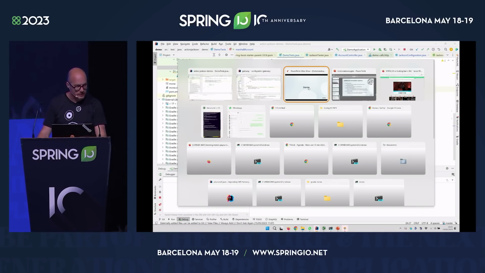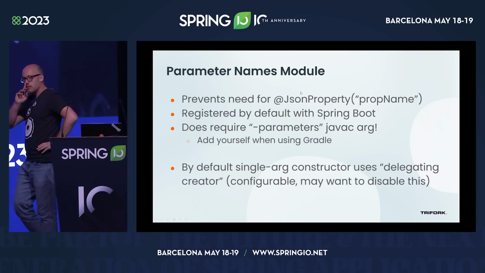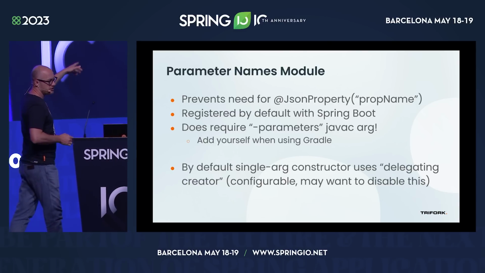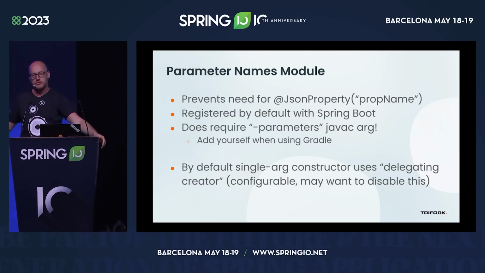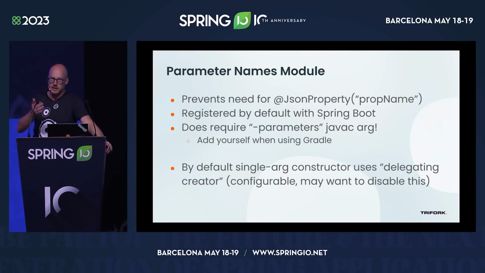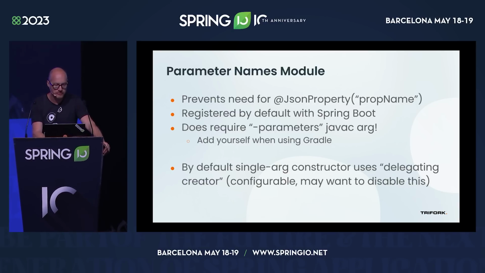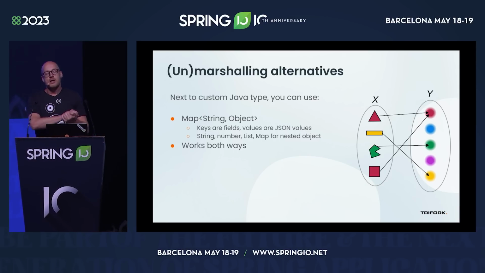Yeah, let's leave it at that for now, because otherwise I'll run out of time. So what we saw, just a recap, with the parameter names module, it prevents you from having to use that JSON property everywhere. You get it by default when you're using Spring Boot, because it registers it for you. It does require the -parameters javac argument, but you get that for free if you're using Maven. With Gradle, you probably have to add it yourself.